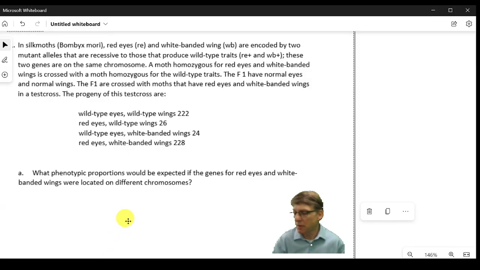For this video, we're going to look at a problem about what we call linkage analysis. Linkage analysis is similar to what we looked at when we looked at Mendel and a dihybrid cross, in which we're looking at the inheritance of two traits.